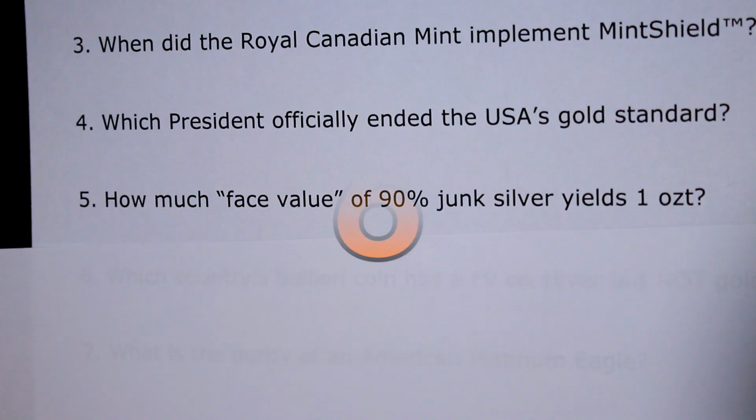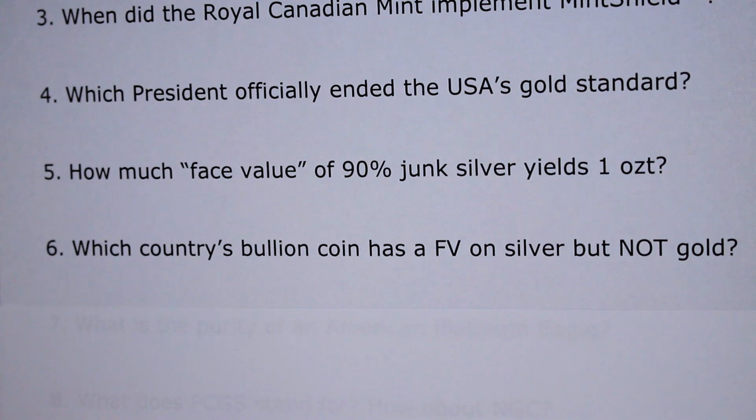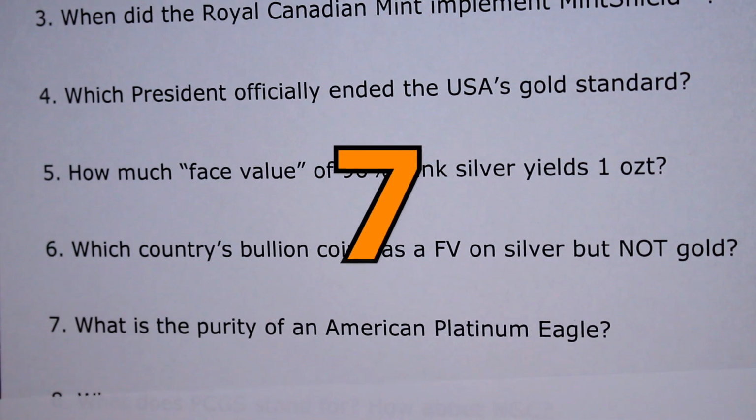So let's move on to question number 6. Which country's bullion coin has a face value on silver but not gold? So there is a country that produces 1 ounce silver bullion coins as well as 1 ounce gold bullion coins. However, only the silver one has a face value. What country is this?